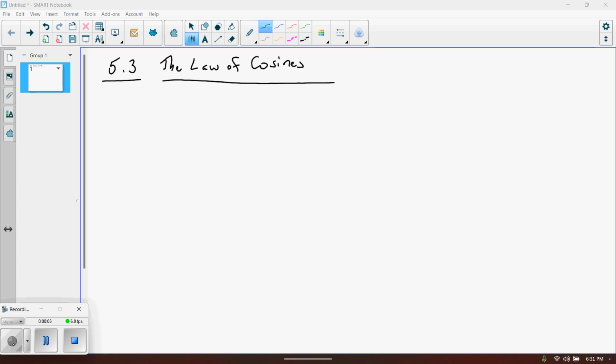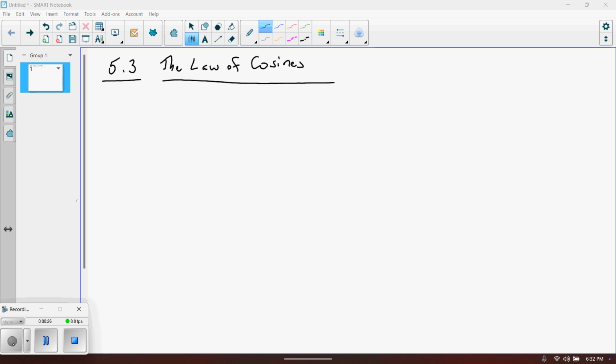All right, so this is section 5.3 of Math 146. Now we're going to be talking about the law of cosines. In 5.2, we discussed the law of sines and how that works to be able to solve a triangle, meaning find the missing parts of the triangle. We're going to continue that idea with this thing called the law of cosines, and as you would expect, you're going to use cosine instead of sine.